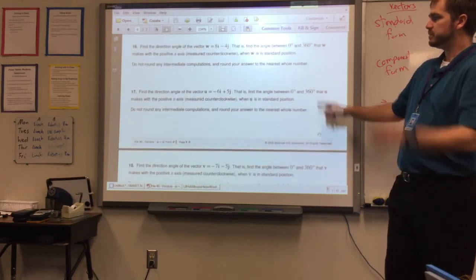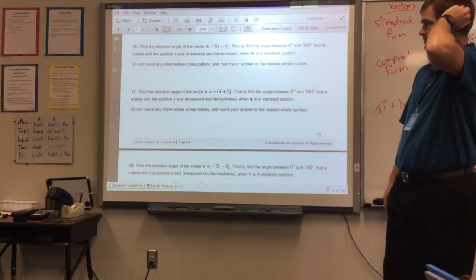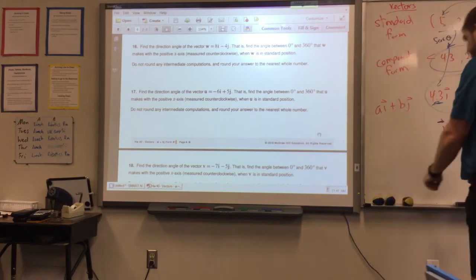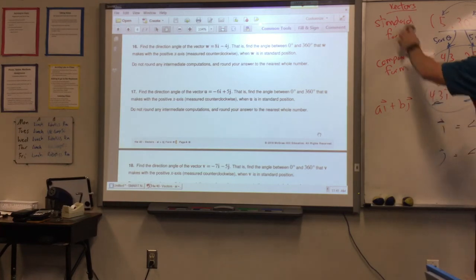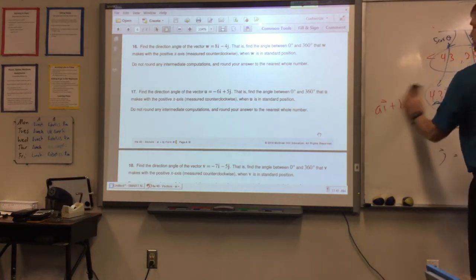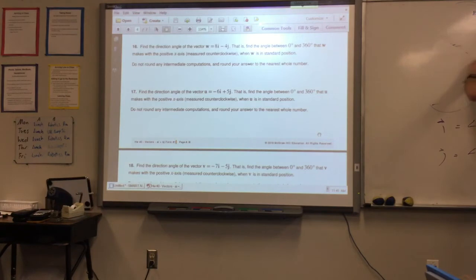Okay. This one, however, I think is pretty good. Rosa, read to us number 16. Find the direction angle of the vector w equals 8i minus 4j. That is, find the angle between 0 degrees and 360 degrees that w makes with the positive x-axis.